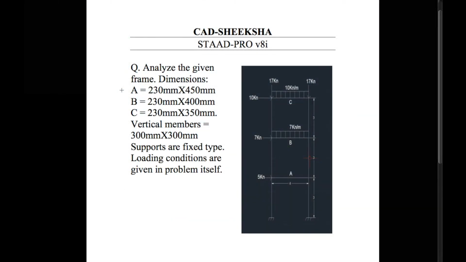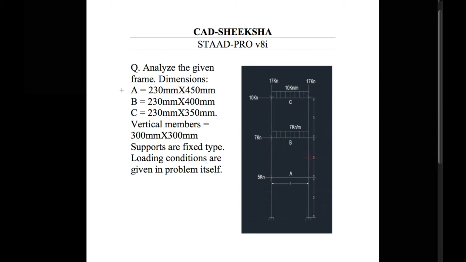So now we will study multi-story frame analysis. Question: analyze the given frame. Dimensions of A, B, C, that is 3 horizontal beams, have been given, as well as the vertical member dimension. Supports are fixed and loading conditions are given in the problem itself.